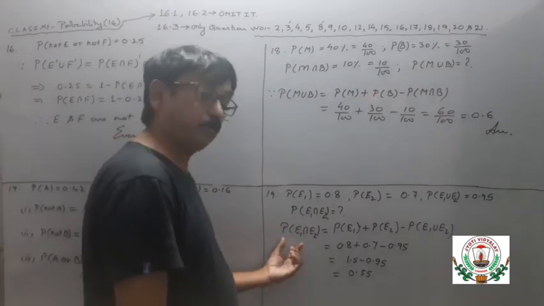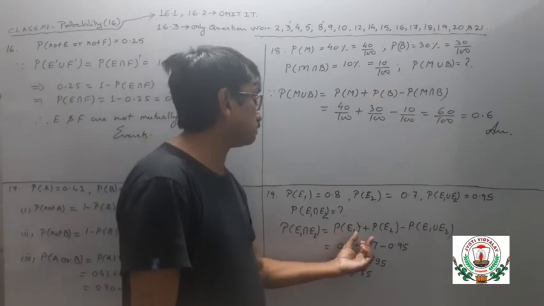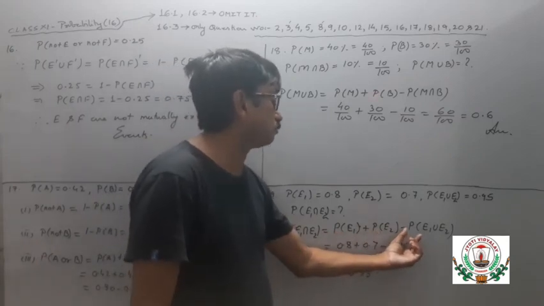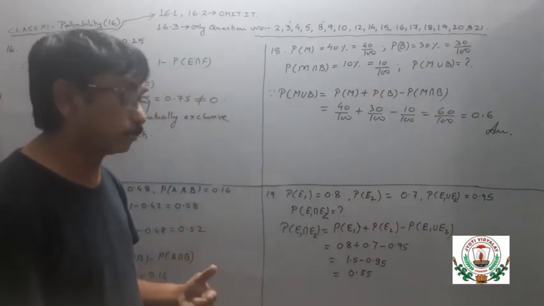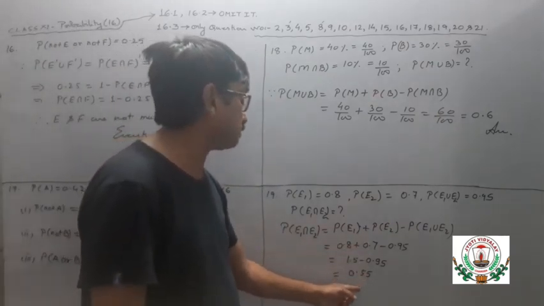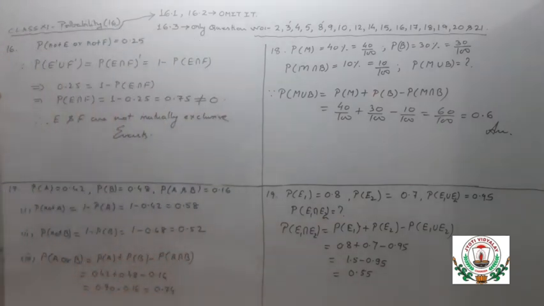We can apply the formula. Probability of E1 intersection E2 is given by probability of the first examination plus probability of the second examination minus probability of E1 union E2, either E1 or E2 or both. So we can simplify it and we get the final answer as 0.55.